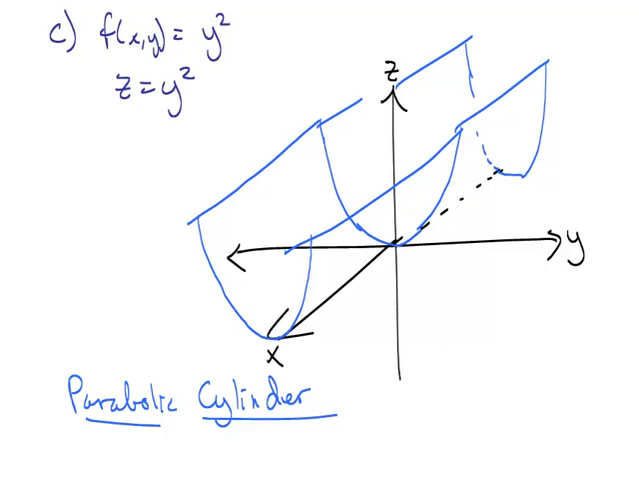So it's a parabolic cylinder again on the yz plane. It's just that parabola. No stipulations on x, so we can extend that out as far as we want in the positive and negative x direction. Oh man, we're on a roll. Let's just keep going, huh?